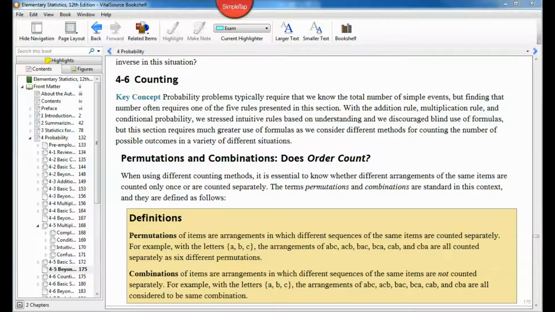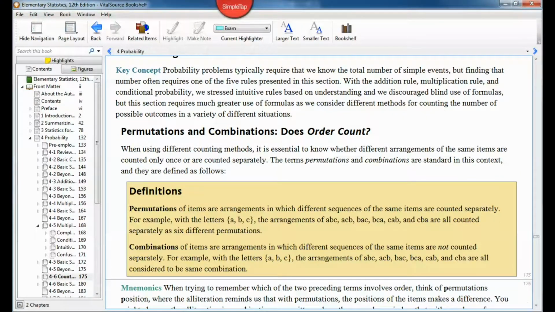So counting, 4-6. Counting is referring to permutations and combinations. Alright, they're very similar. Their formulas that we eventually will get to in a second are just a little different. But there's one main difference between the two. So let's see. Permutations of items are arrangements in which different sequences of the same item are counted separately.